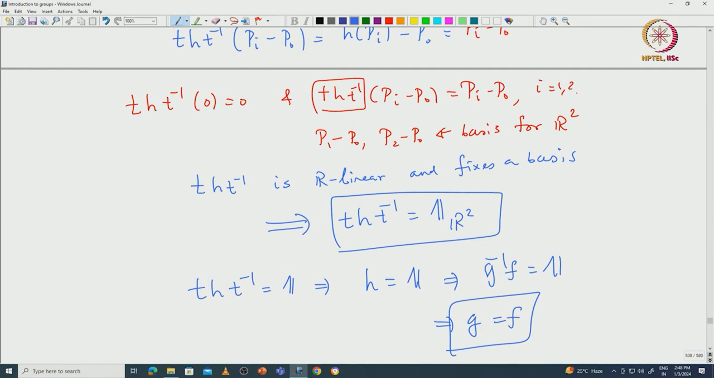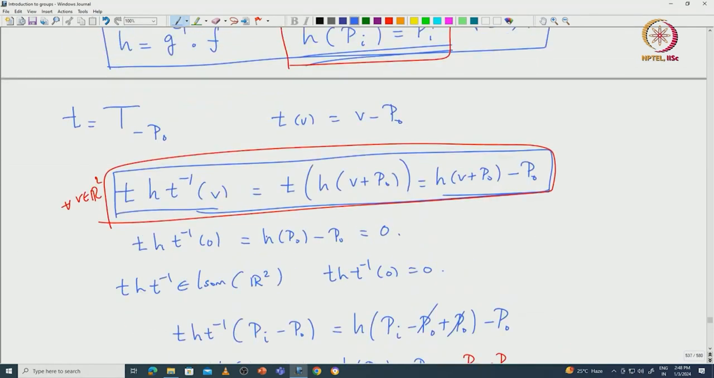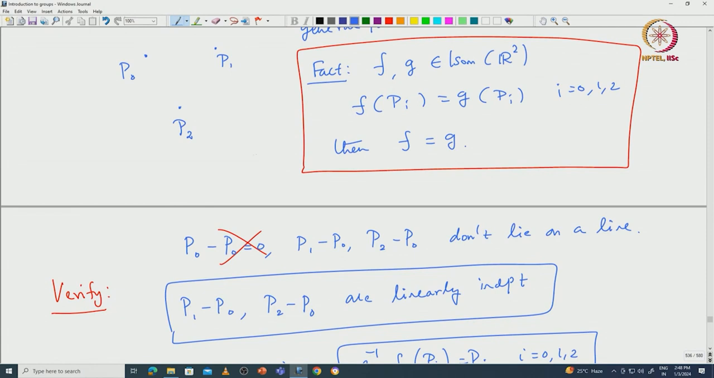So I would actually recommend that you try to prove this using some basic geometrical ideas. Only then will you understand where you are using that these three points are in general position. Of course, the only place where it is used is that when you subtract, you get a linearly independent set. That's the most important place where you use that these three points are in general position.